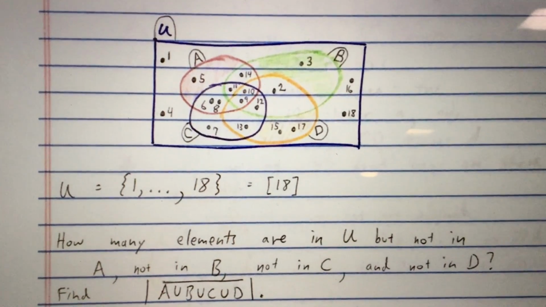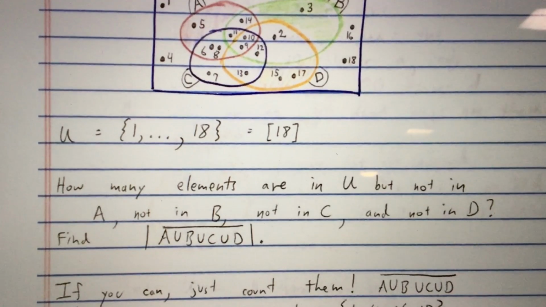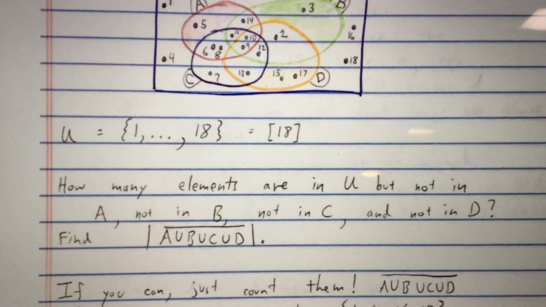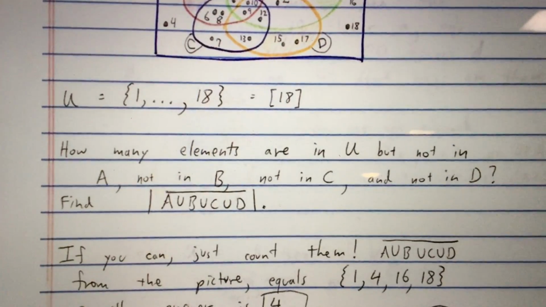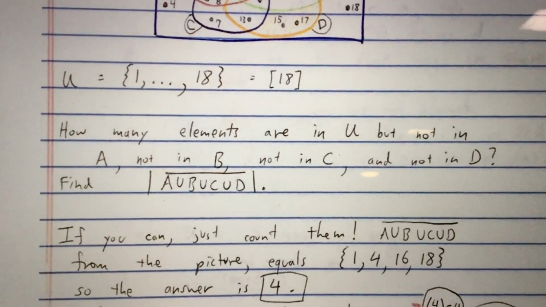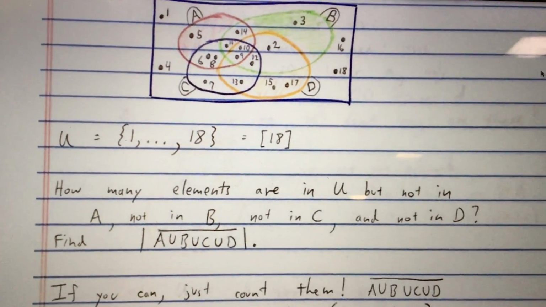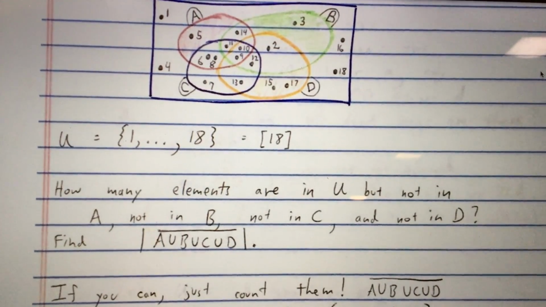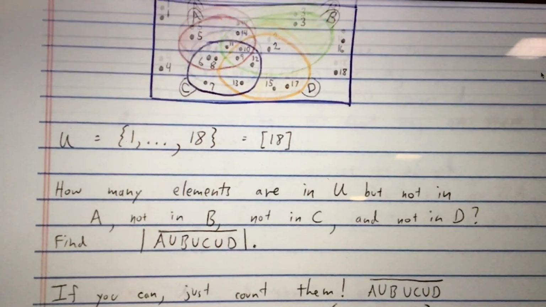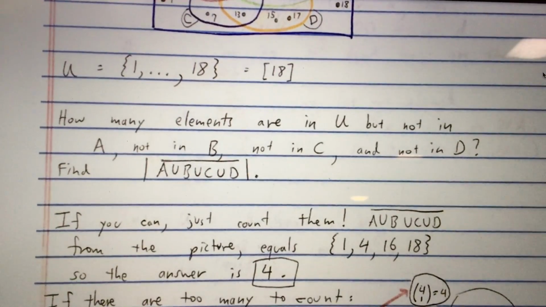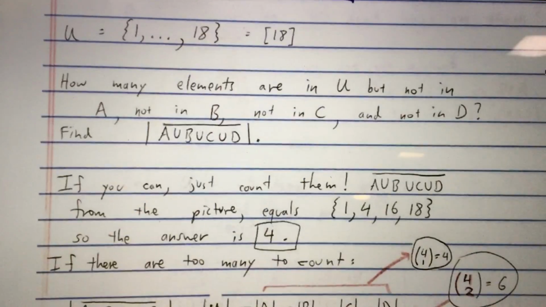So that's actually not a hard problem at all looking at the picture, right? If you can, you just look at the picture and count them, and you see that in A union B union C union D complement, that's just 1, 4, 16, and 18. Those are the only 4 dots not in those colorful circles. So the answer is going to be 4. But we want to see a method that works when there are too many to just count by hand.